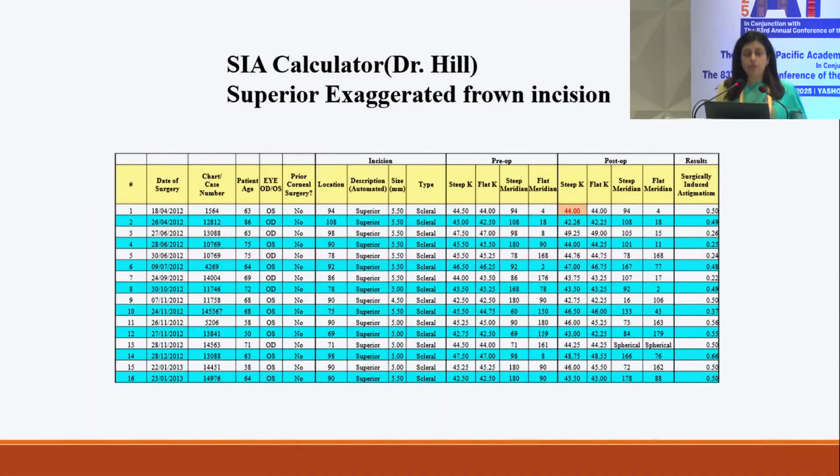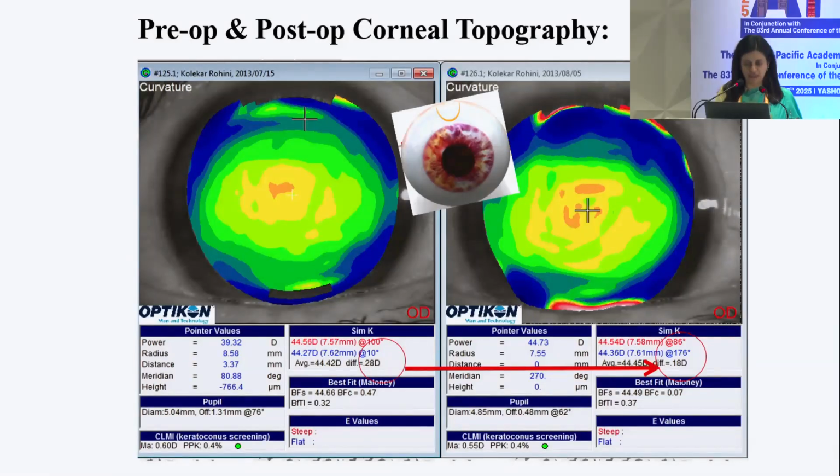To get a perfect, desired scleral wound modulation, find out your own SIA. There are different calculators available on the internet. Find out your own SIA for that particular type of incision. Insert your K1, K2 preoperatively and postoperatively. That will help for the perfect scleral wound modulation. Again, I'll take you through a few more examples of different magnitude and axis of astigmatism, and how this scleral wound modulation helps in neutralizing.